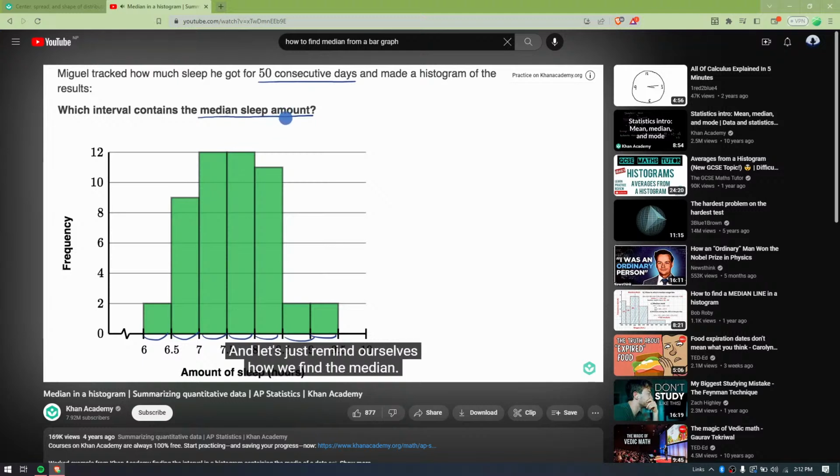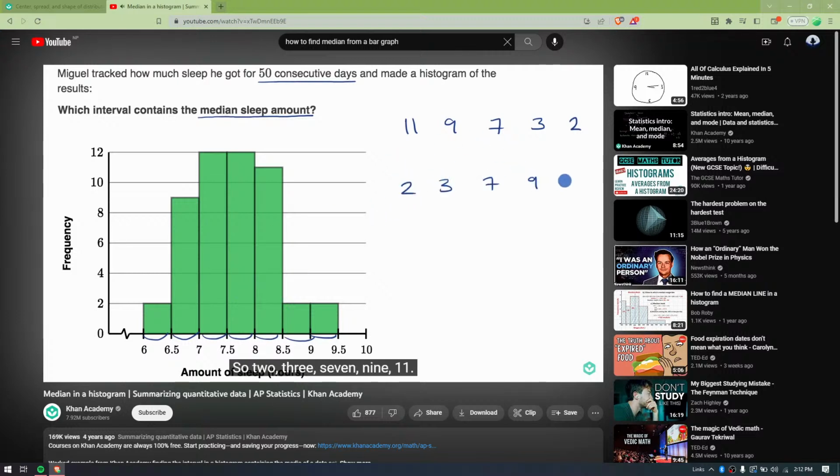All right, now let's work through this together. Let's just remind ourselves how we find the median. If I had the data points 11, 9, 7, 3, and 2, the way that we find the median is we can order it from least to greatest, or actually you could do it from greatest to least. Let's do least to greatest. So 2, 3, 7, 9, 11. And the median would be the middle number. And I have a clear middle number because I have 5 data points.